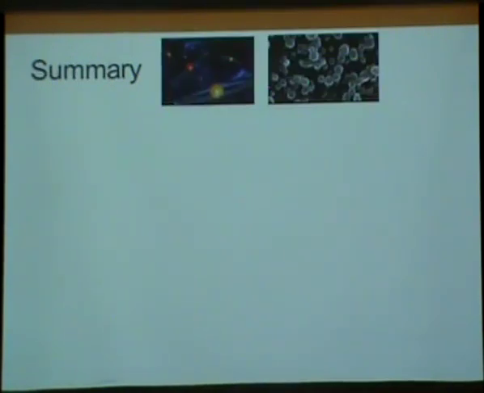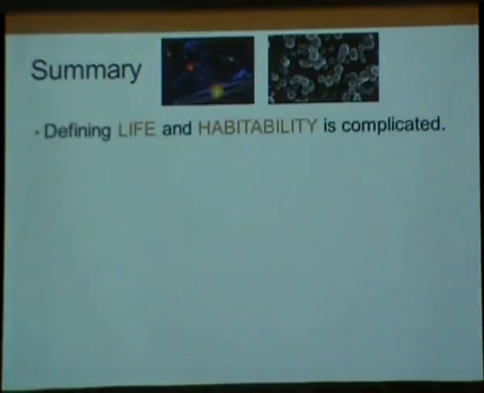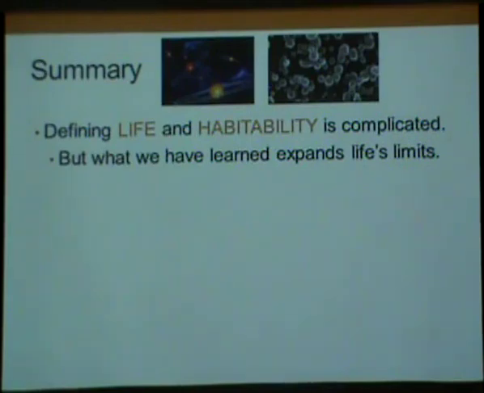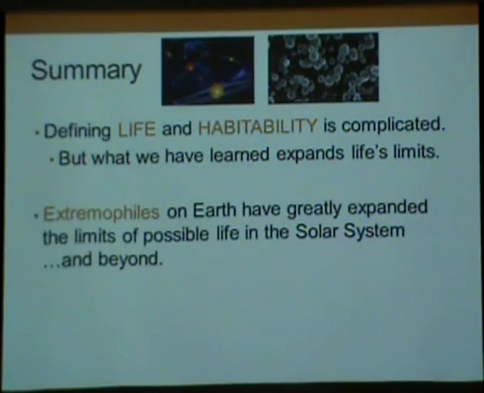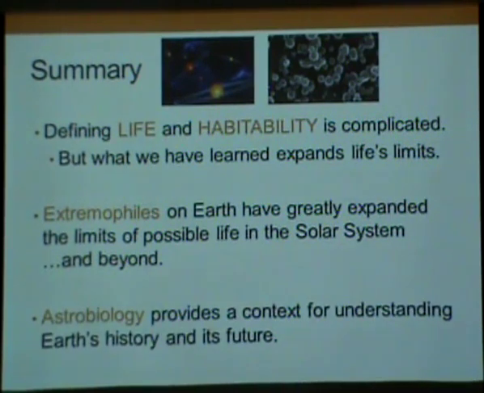So, just to close: we know that defining life and habitability is complicated, but what we have learned expands life's limits. So we can look in places that we wouldn't have thought of before, because we can find examples of life here on Earth in somewhat extreme environments, and we can look to other planets or other worlds and find those similar environments, which open up the possibility of life. So extremophiles on Earth have greatly expanded what we can look for in the solar system and beyond. And also, astrobiology, just to bring it back home, provides a context for understanding our history as well as what our future will be.